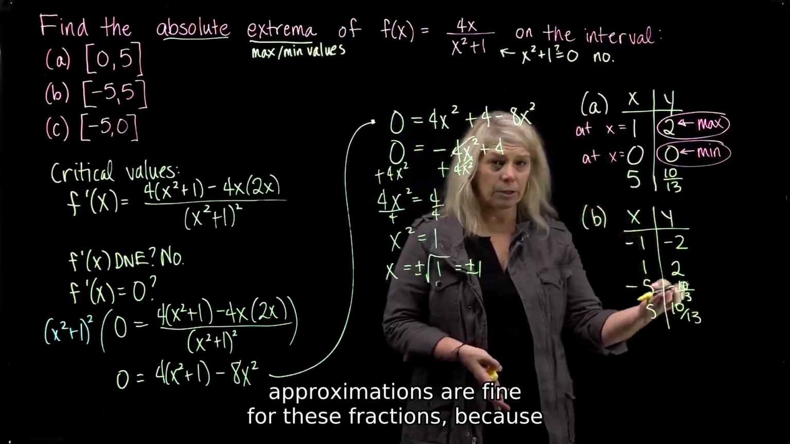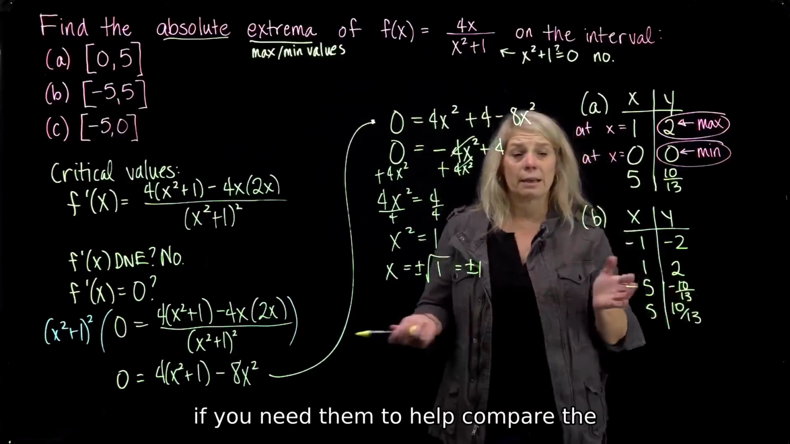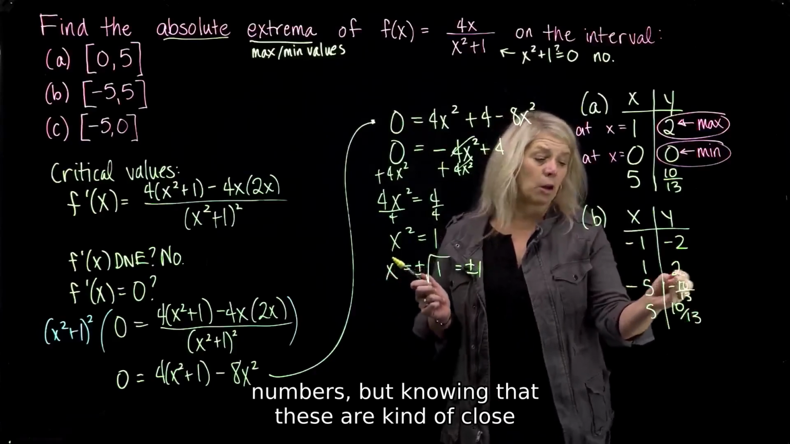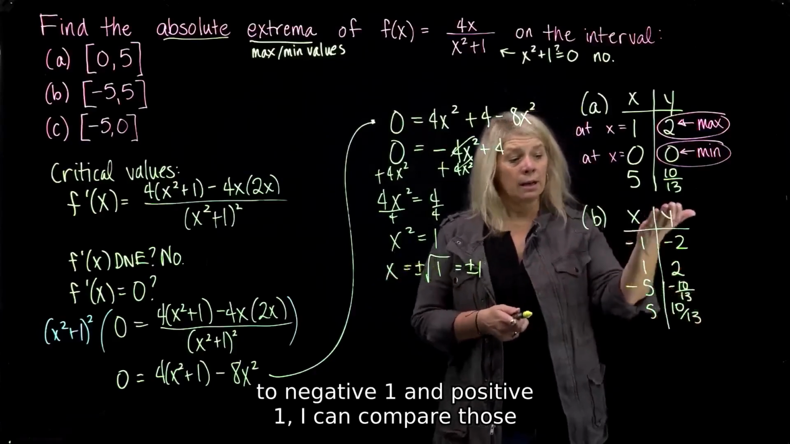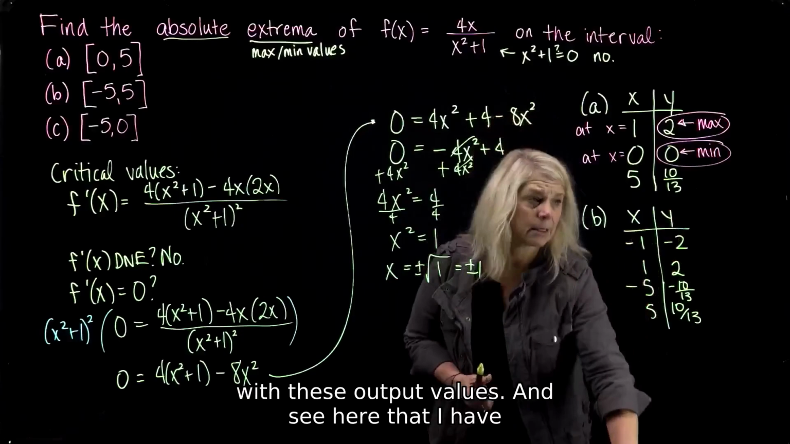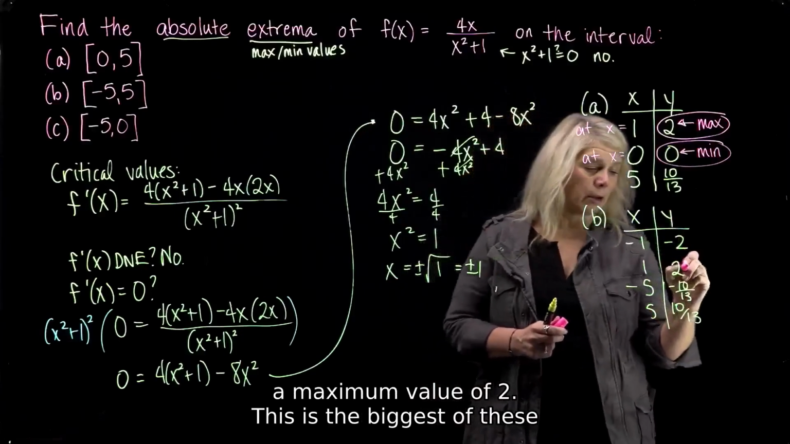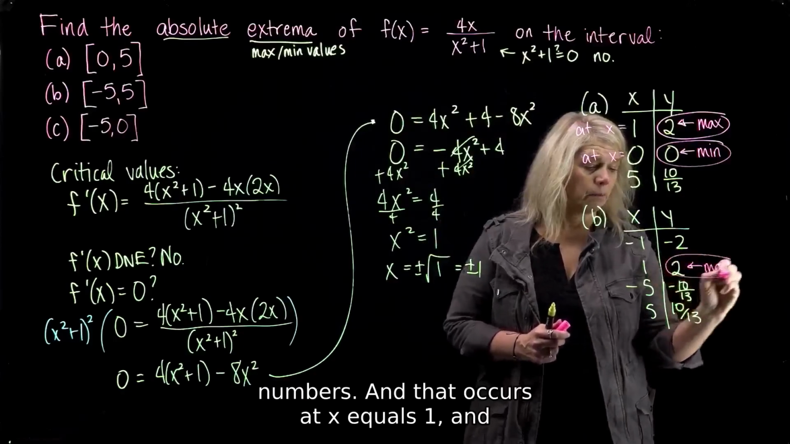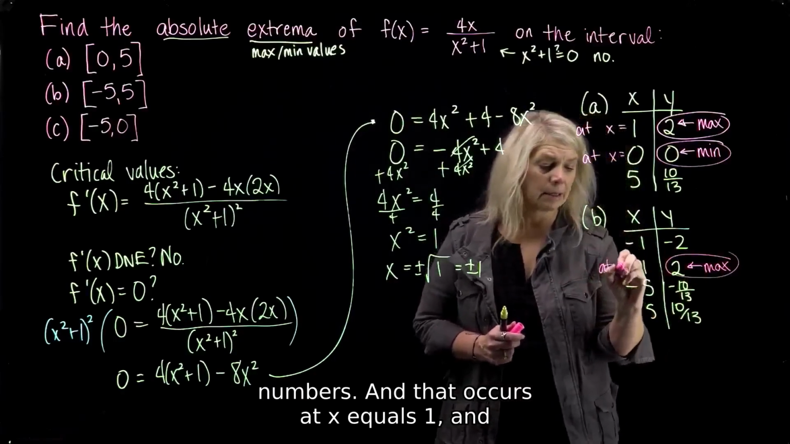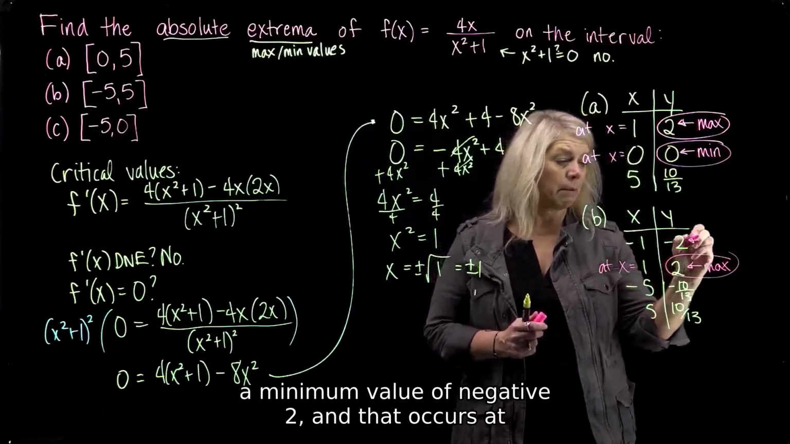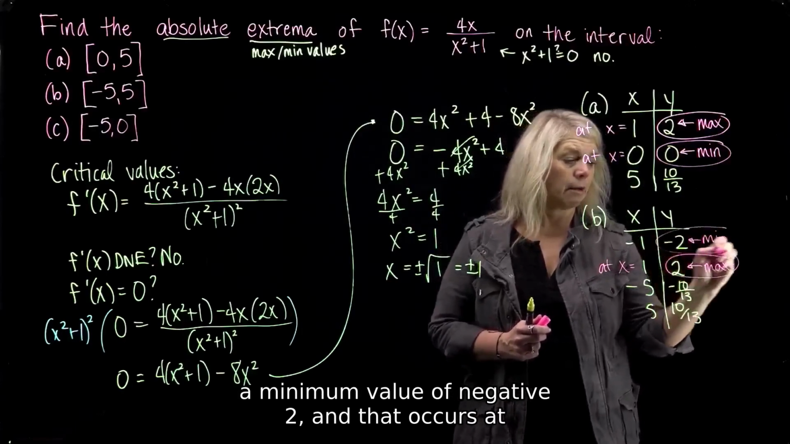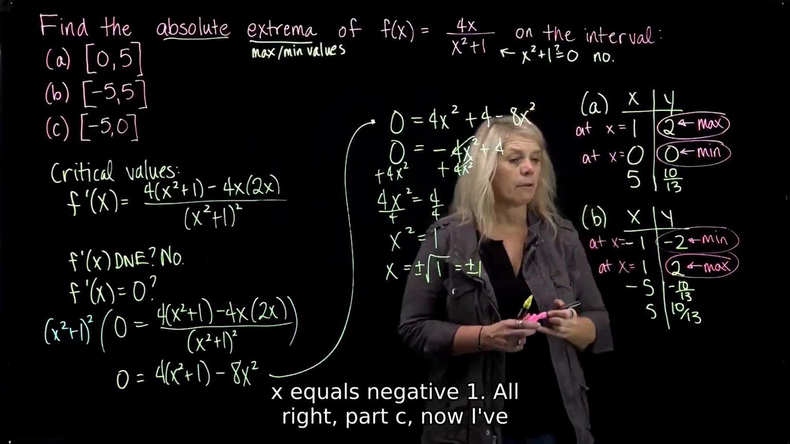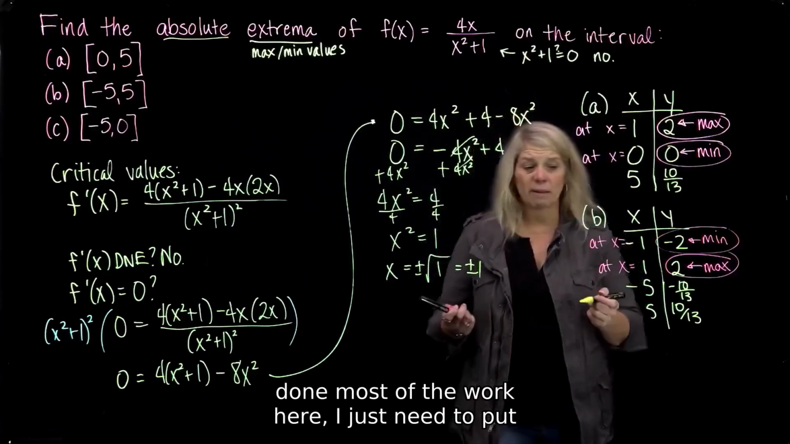All right, and then I'm just comparing numbers here. Again, decimal approximations are fine for these fractions if you need them to help compare the numbers, but knowing that these are close to negative 1 and positive 1, I can compare those with these output values and see here that I have a maximum value of 2. This is the biggest of these numbers, and that occurs at x equals 1, and a minimum value of negative 2, and that occurs at x equals negative 1.